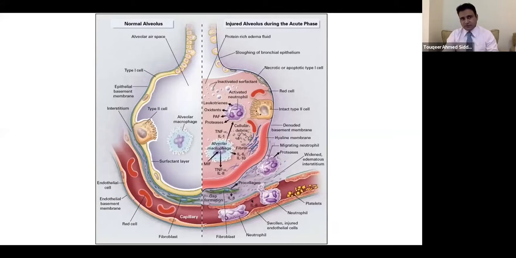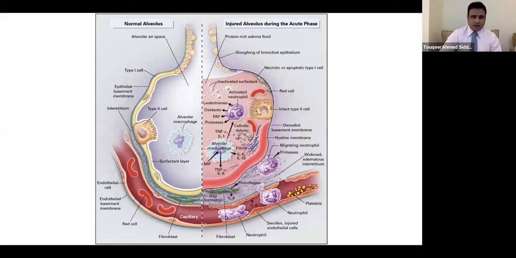Now, first is an exudative phase. What happens is that the left side of the diagram shows healthy tissue, intact endothelium, good interface, oxygen percolating into the blood side, and red cells happily taking the oxygen and going to wherever they want to go. On the right side, you have got an insult. Let's say for the sake of discussion, COVID-19 goes and launches an immune response.